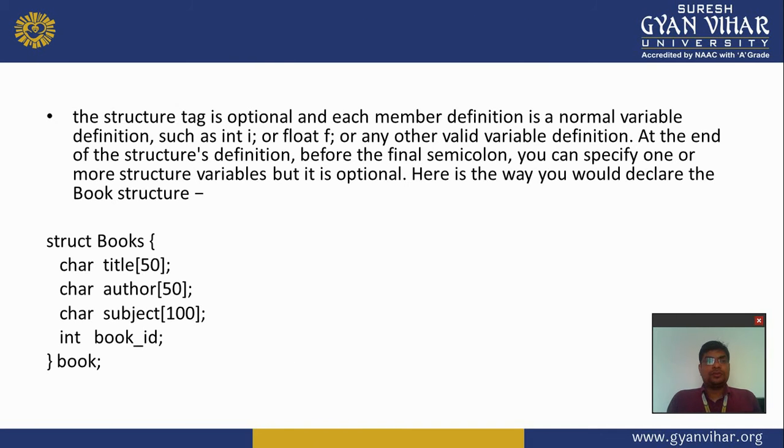Now the structure tag is optional, and each member definition is a normal variable definition, such as int i, float f, or any other valid variable definition. At the end of the structure definition, before the final semicolon, you can specify one or more structure variables, but it is optional. It means you can use other methods, but the semicolon is a must. If you don't place the semicolon at the end, then the structure syntax is not complete.